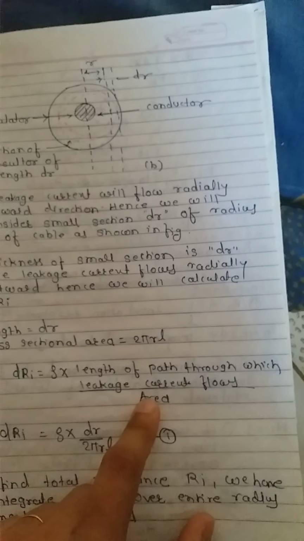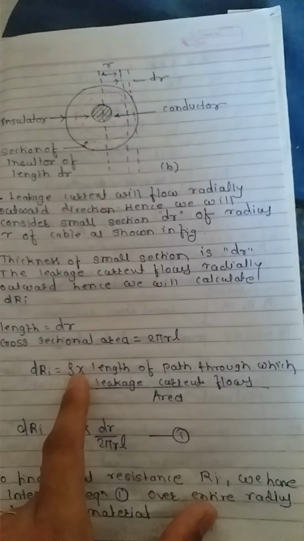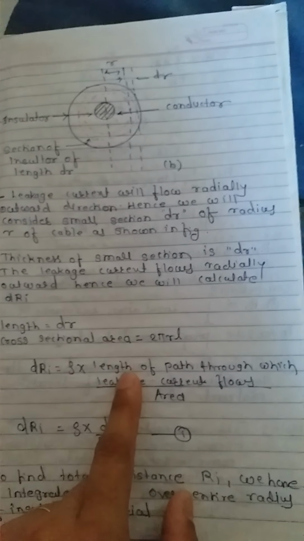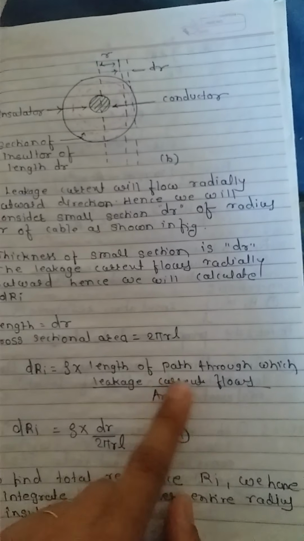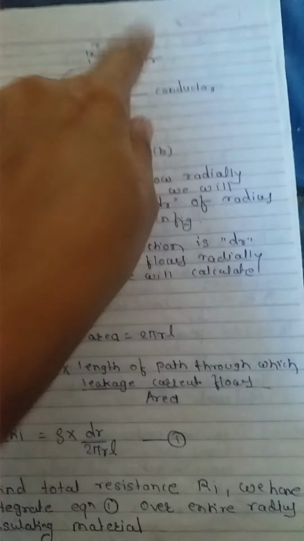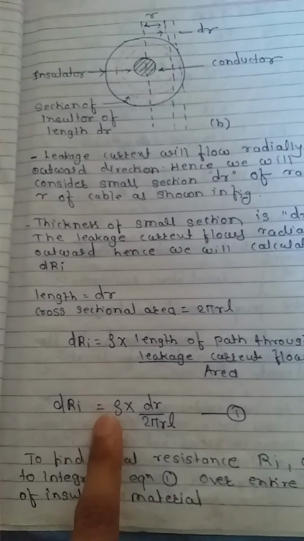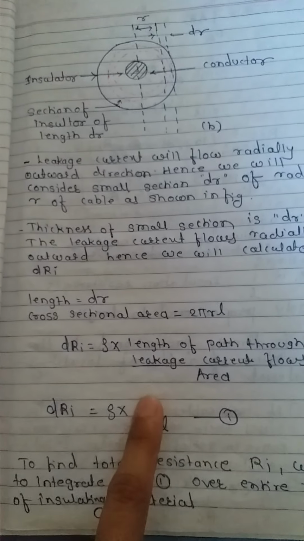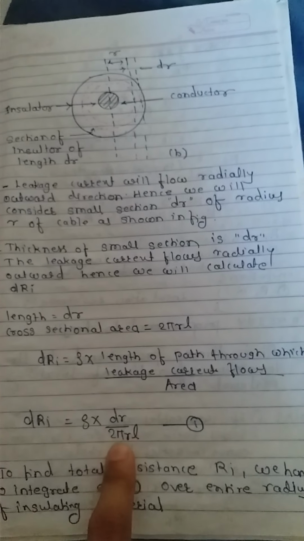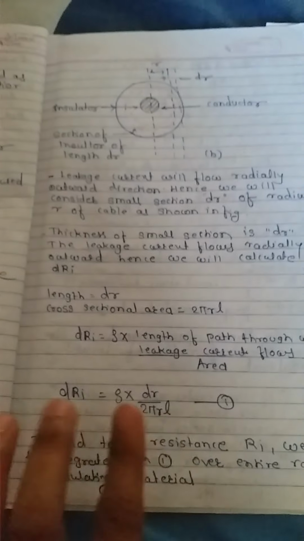Now the small insulation resistance, according to the basic formula, is equal to rho L divided by A. All of you know that. Rho is the resistivity of the insulator. L is the length of the path through which leakage current flows, and A is the area. Put down the values. So dRi is equal to rho into dr, where dr is the length of the path through which leakage current flows, divided by the area, 2 pi r L, the cross sectional area. This is equation number 1.